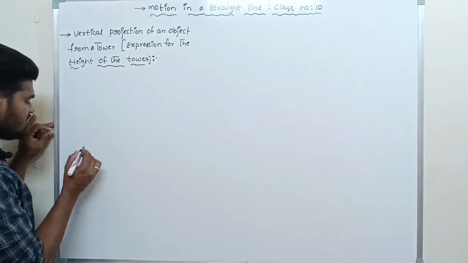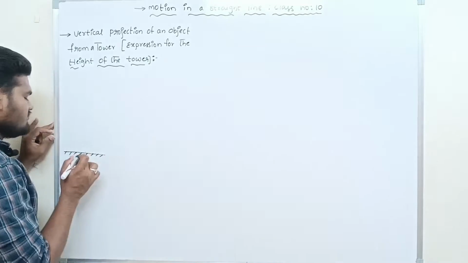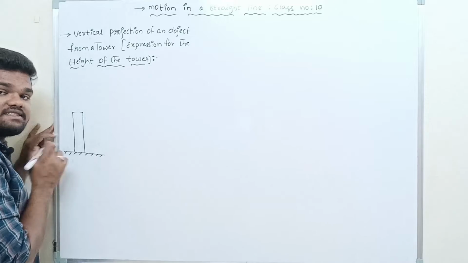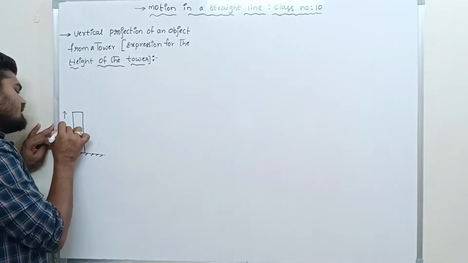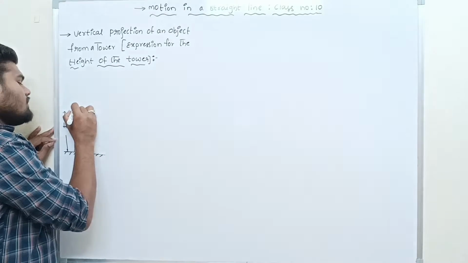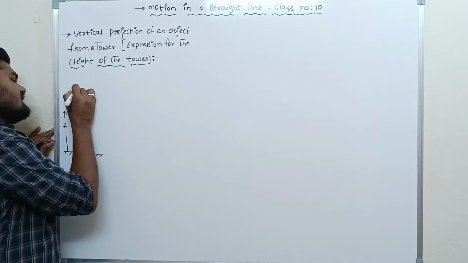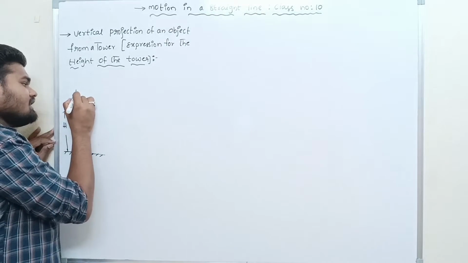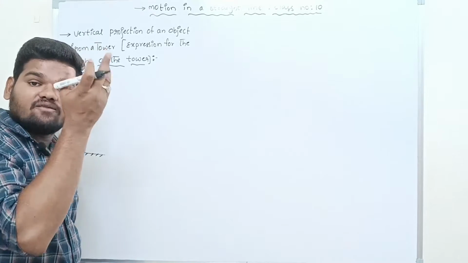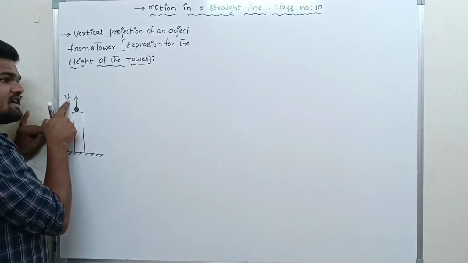I'm taking one tower. Let us consider this is the ground, and on this ground there is a tower. Let us consider the height of the tower is capital H. From the top of this tower, I'm projecting an object in a vertically upward direction. As I told you, if you want to project an object vertically upward, we have to give some initial velocity to that object.